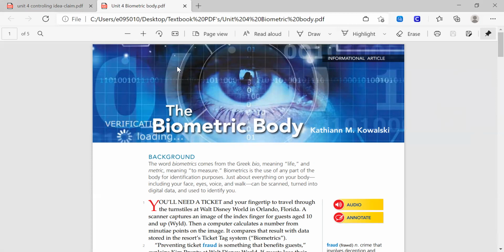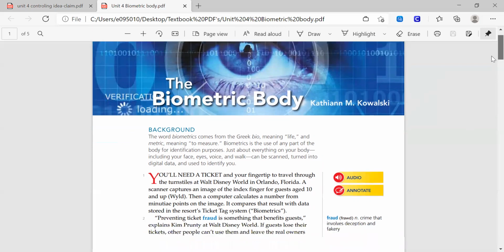Biometric has something to do with numbers and some computery stuff. And body, well, that's of course our body. You can see some of that in this image right here. You see a lot of numbers, ones and zeros. You see the eyeball, you see "loading," "verification." So we know we're going to learn a little bit of information from this.